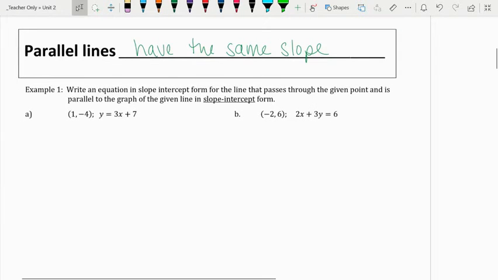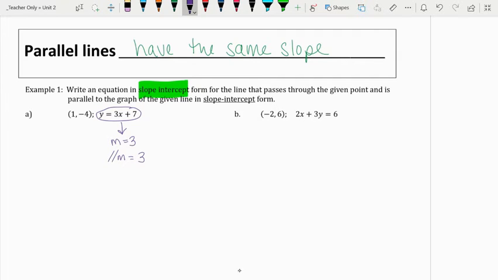So for example 1, it says write an equation of a line in slope-intercept form. So remember that's y equals mx plus b, for the line that passes through the given point and is parallel to the graph of the given line. Basically, the only part that's confusing for students is that they don't know what to do with this. The directions tell you that it's just going to be parallel to that line. So I just want to find the slope of that. Well, the slope of that is 3, which means my parallel slope would be 3. Now, that seems redundant right now, and it's fine if you don't ever write it, but it will help in the future.